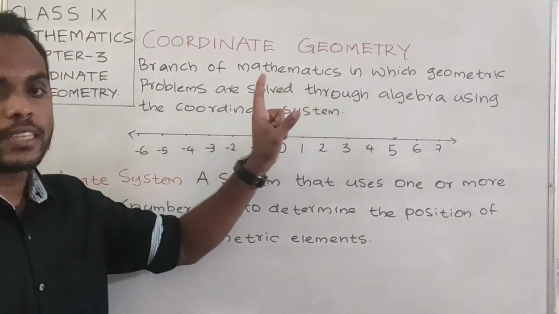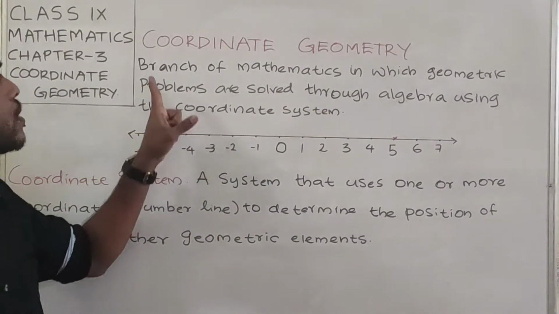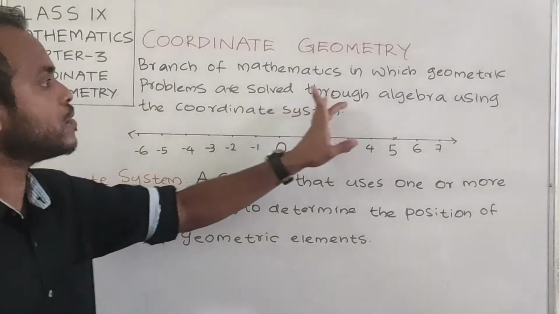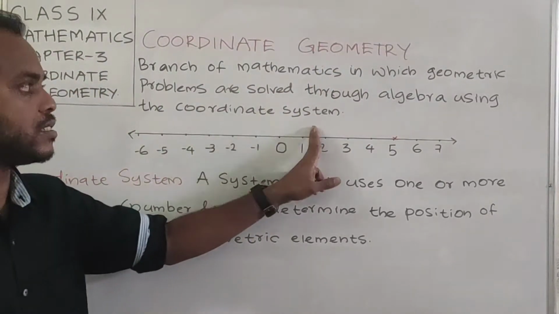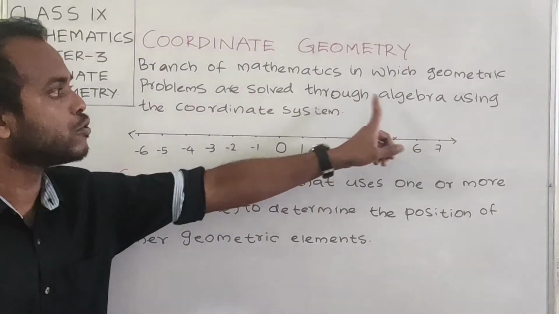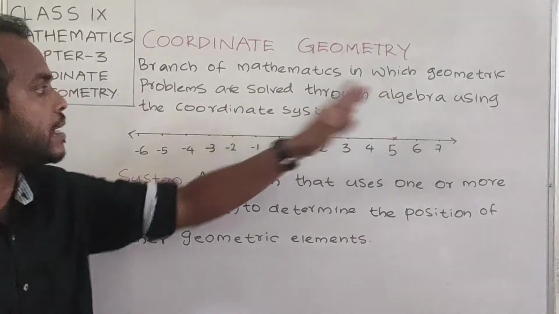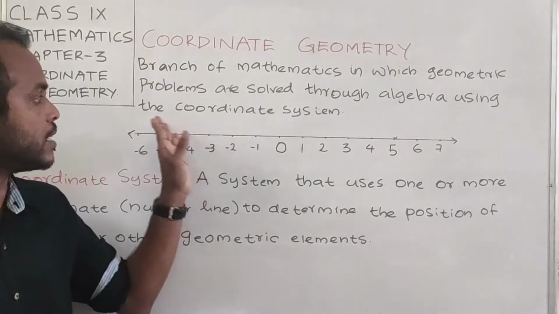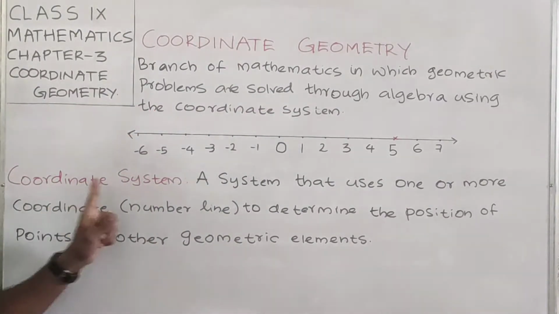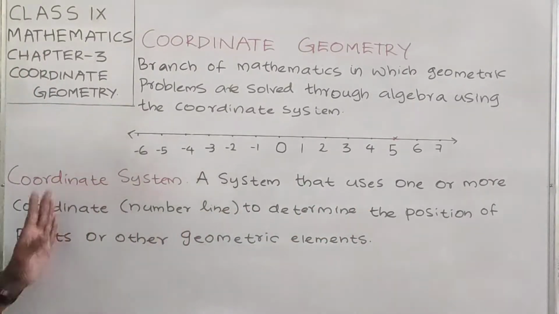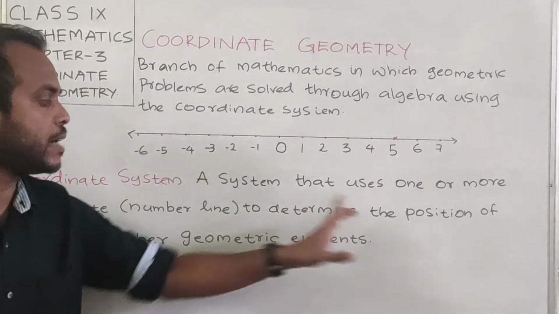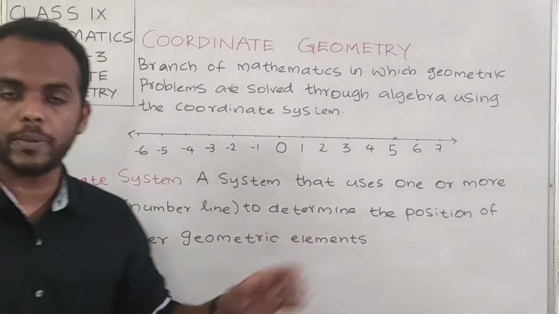Now let's see. There is an unknown term here. We'll read the definition once again. Branch of mathematics in which geometric problems are solved through algebra using the coordinate system. So geometric problems, it can be any problem, we solve it using algebra. We have learned algebra, but this one seems to be a new term for you. What is it? Coordinate system. Now let's see what the coordinate system is. What's the definition of coordinate system? A system that uses one or more coordinates, or you can say here number lines, to determine the position of points or other geometric elements.